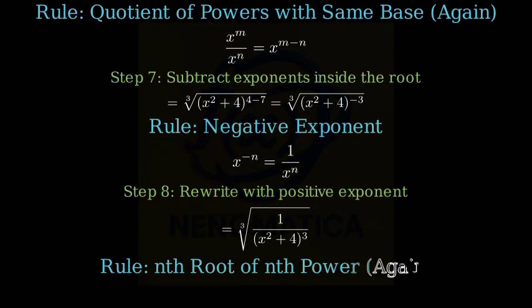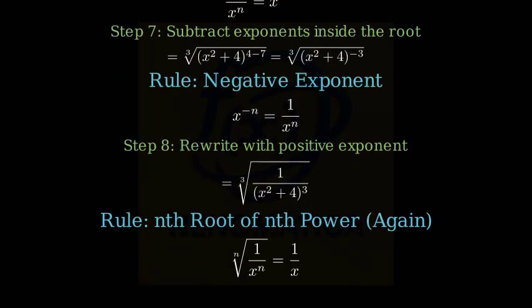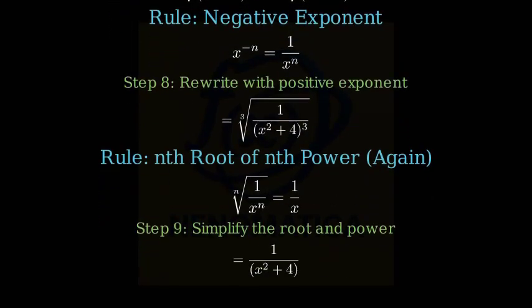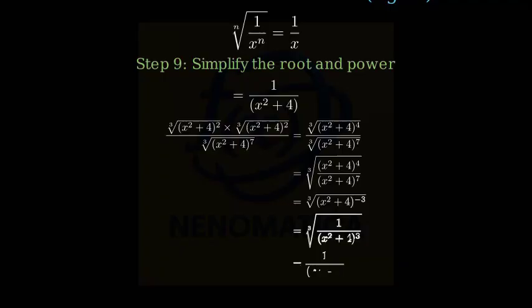Finally, we'll use the rule for the nth root of an nth power again. Recall that the nth root of x to the power of n equals x. In our case, we have the cube root of 1 over x squared plus 4 to the power of 3. The cube root and the power of 3 cancel out, leaving us with 1 over x squared plus 4. So we've proven that the expression equals 1 over x squared plus 4.